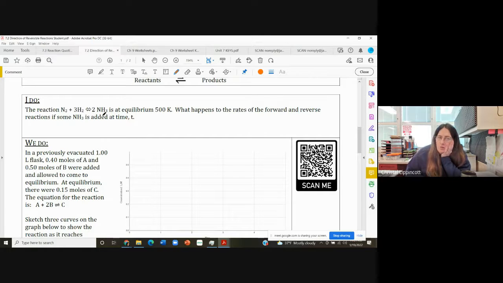Does it go back? It'll eventually get there. But initially, it's going to be forming more of this stuff. If we take some of this stuff away, then it's going to go this direction to make more of that stuff until that equilibrium is reestablished. So the rate of the forward reaction, that's this direction, will go down. So this is reduced. And the rate of the reverse reaction going this direction will be increased.